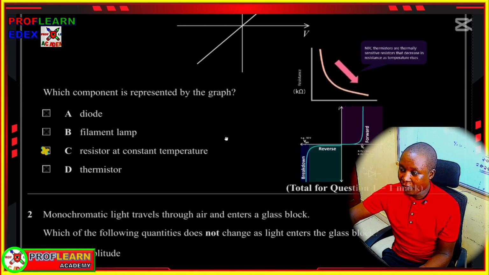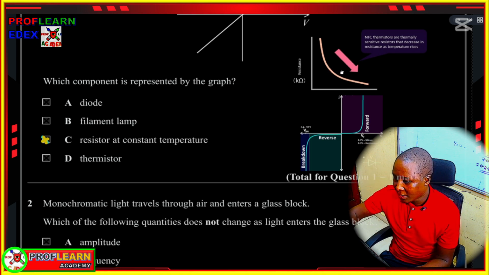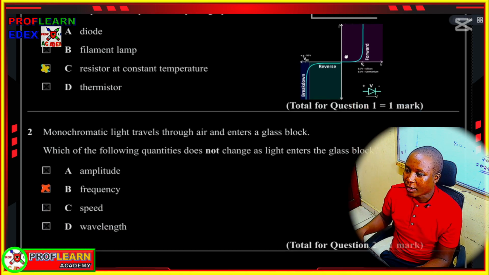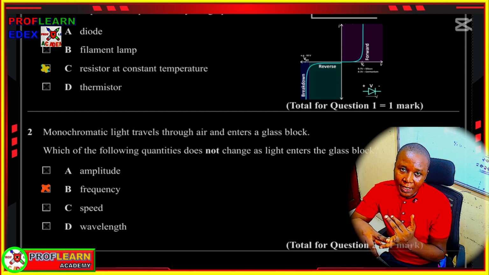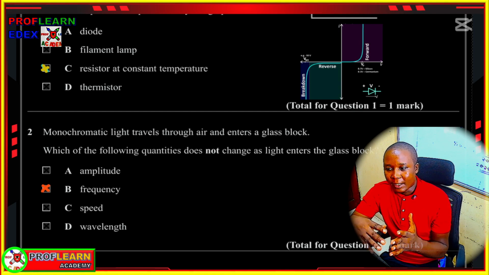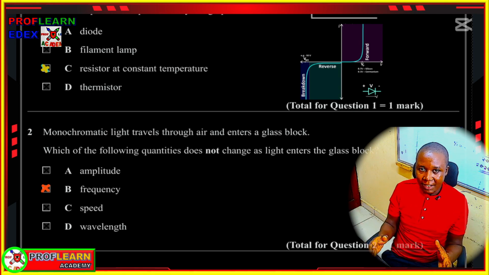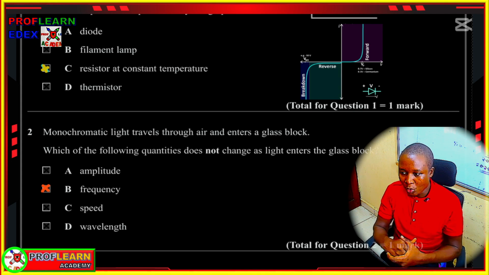So if we are talking of a graph for a thermistor, it is going to look like this, and for a diode, you'll have a graph that looks like that. So you need to know the graph of a diode, graph of a thermistor, graph of an ohmic conductor, and also a graph of a filament lamp. Those are the graphs that will be tested when it comes to AS physics, that is unit 2.